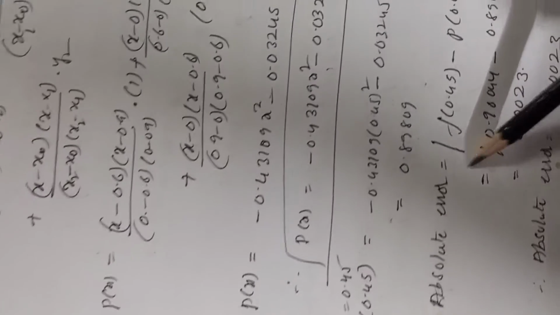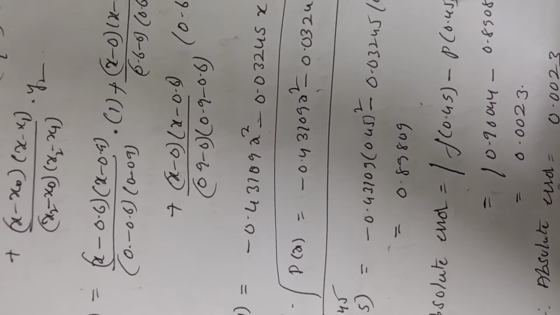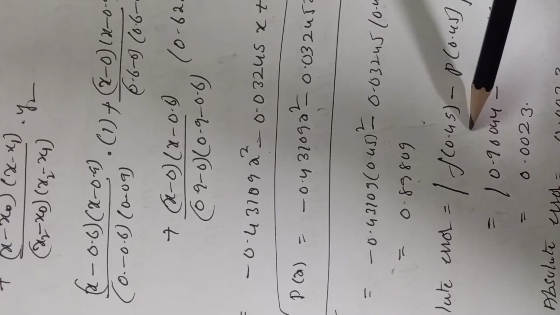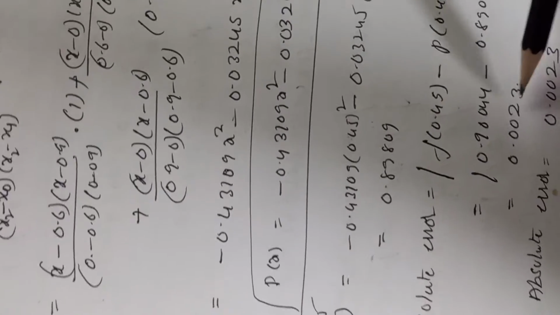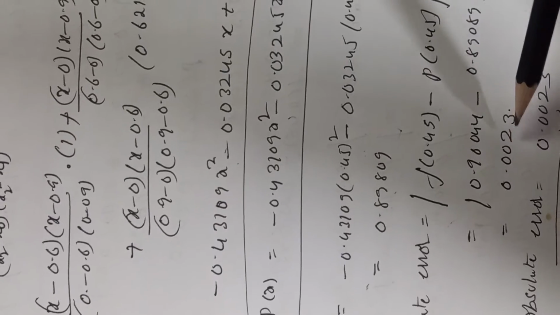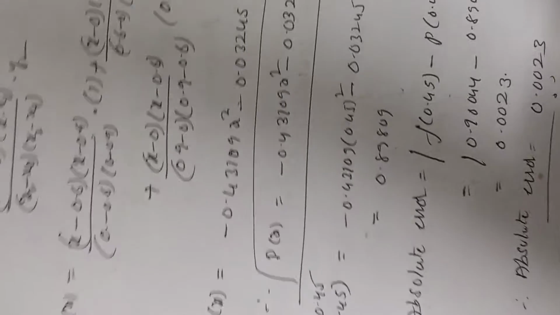Absolute error is equal to exact value minus calculated value. Exact value is f(0.45) minus P(0.45). After simplification we are getting 0.0023. This is the absolute error, right? Now this is our first problem. Now try to solve this one.